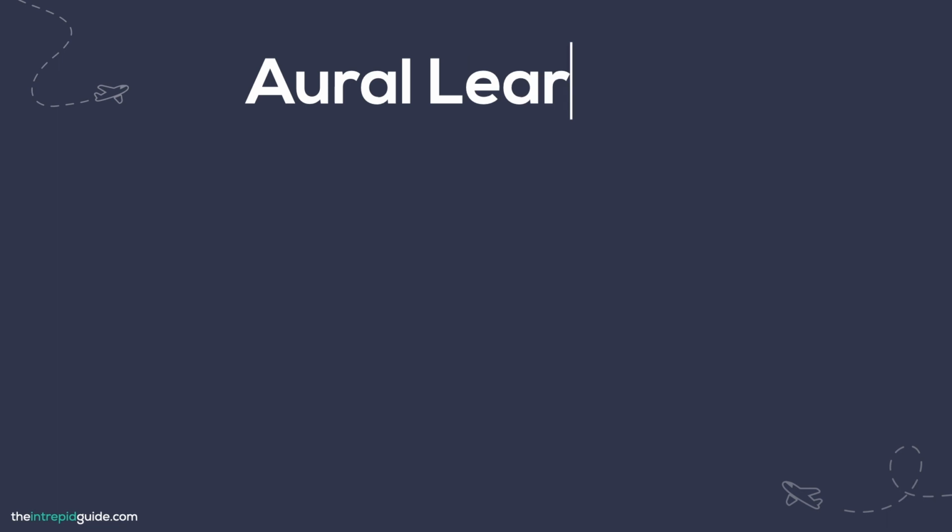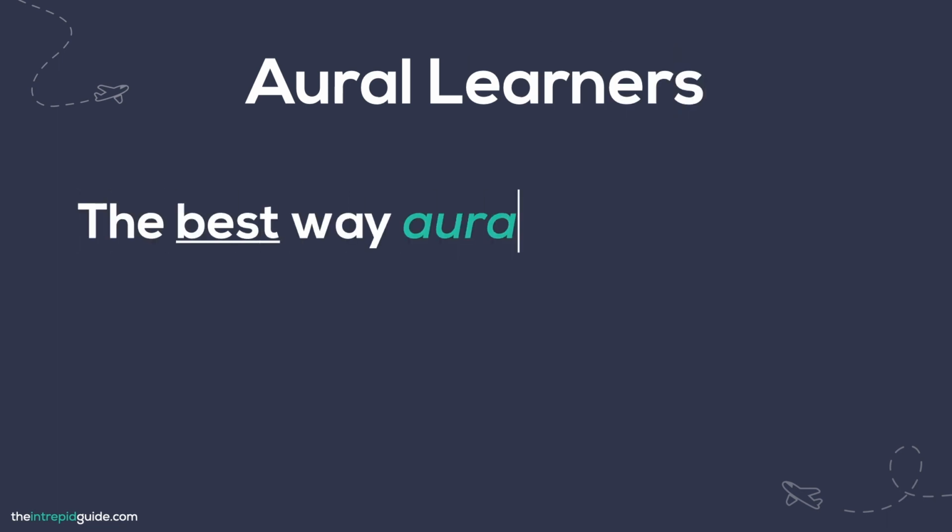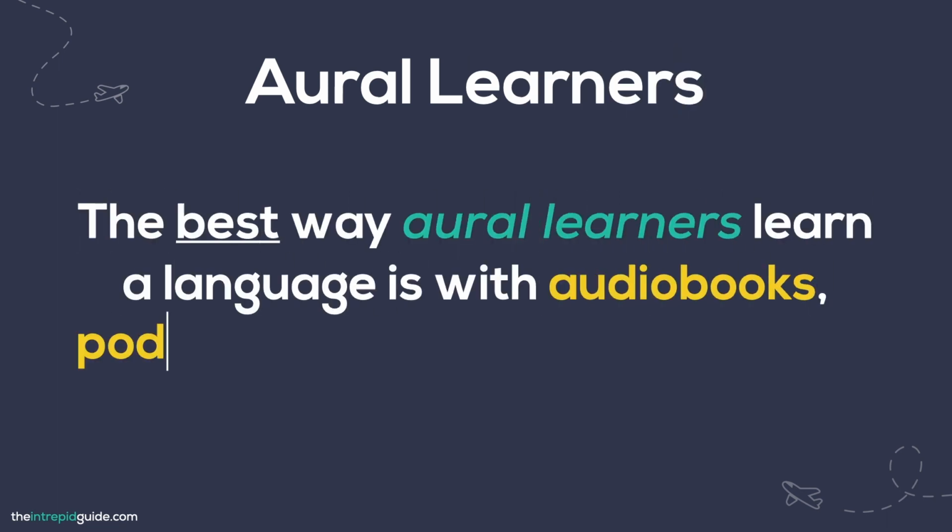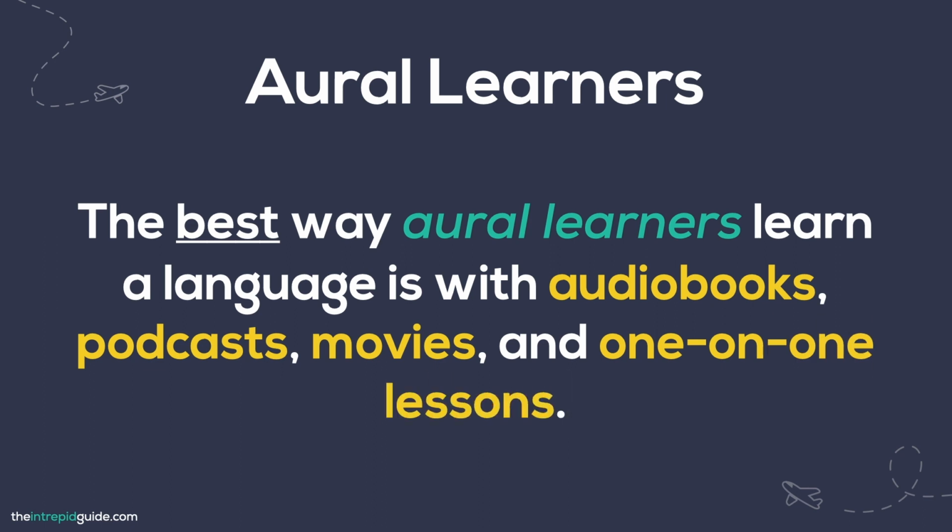The second learner type is oral learners. Now, the best way oral learners learn a language is with audiobooks, podcasts, movies, and one-on-one lessons. Now, oral learners are a talented breed as they have the unique ability to capture information simply by hearing it.